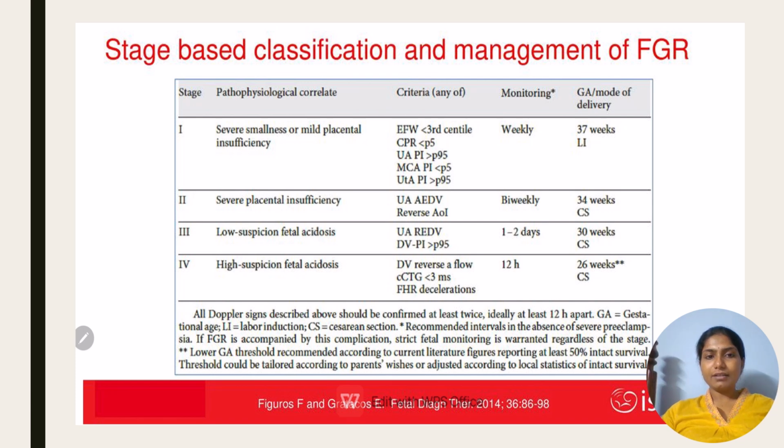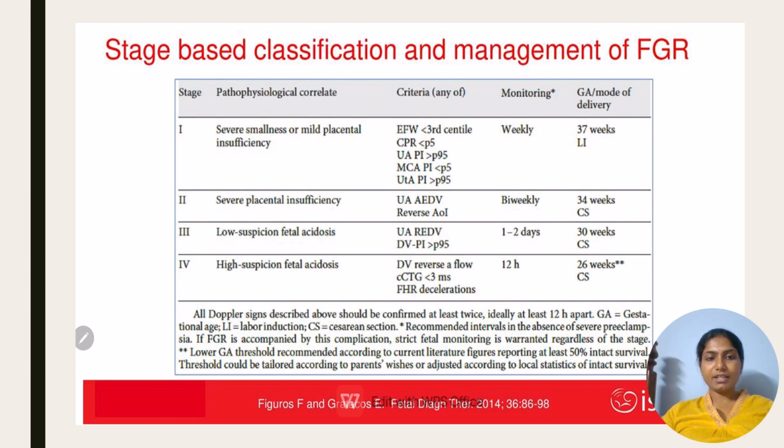The second stage is severe placental insufficiency. We call it severe placental insufficiency when the umbilical artery shows absent end diastolic flow, or there is reversal in the aortic isthmus flow. At that time we have to do a bi-weekly Doppler, and we have to deliver her by 34 weeks via cesarean section, and we can give corticosteroids and deliver if she is less than 34 weeks.